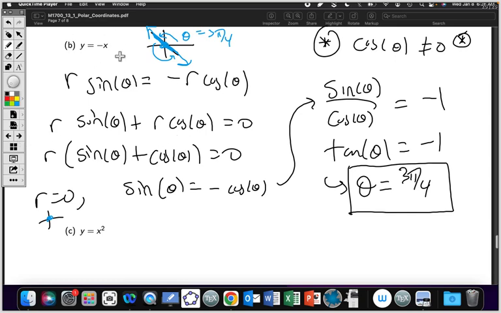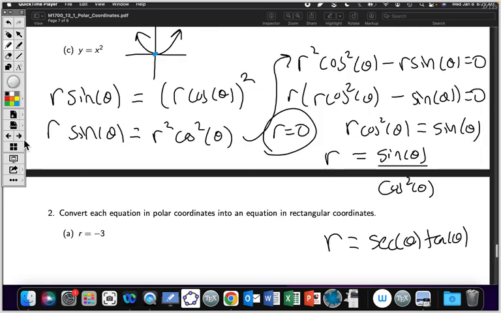And y equals negative x, this involves two variables. Theta equals 3 pi over 4 just involves one. So I guess the moral of the story here is there are certain curves that are going to be much nicer. The algebraic structure of some curves just looks nicer in polar coordinates than they do in rectangular.